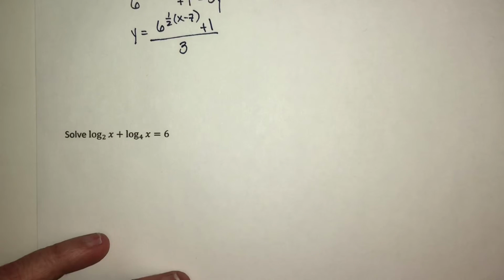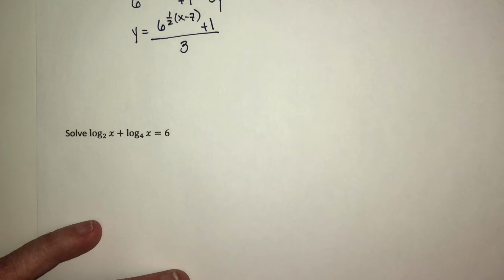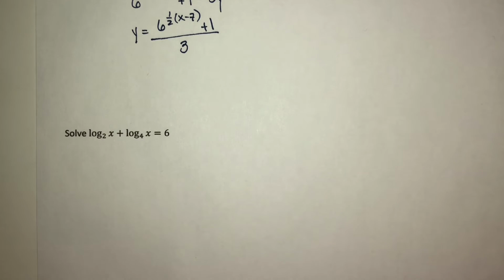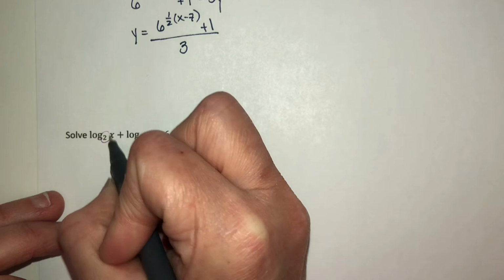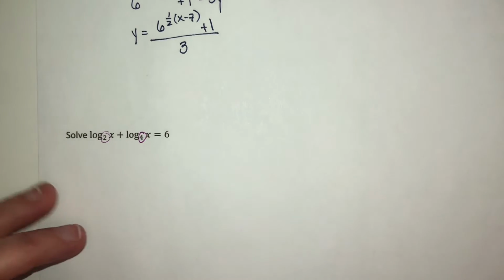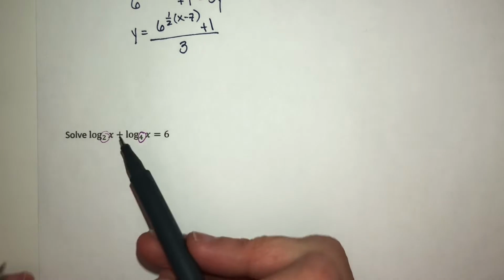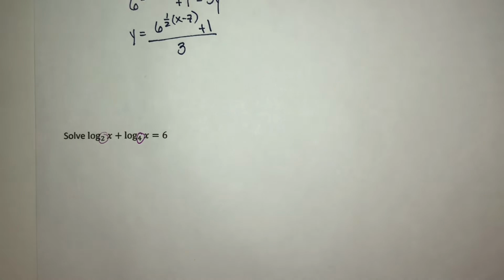Okay. Now one more. Let's solve log base 2 of x plus log base 4 of x is equal to 6. Now the big tricky thing here is that I do not have the same base. And since I do not have the same base, I cannot use our multiplication property on this to combine them into a single logarithm. I must change one of these at least. I need to use the change of base on one of them. And technically, it doesn't matter which one.